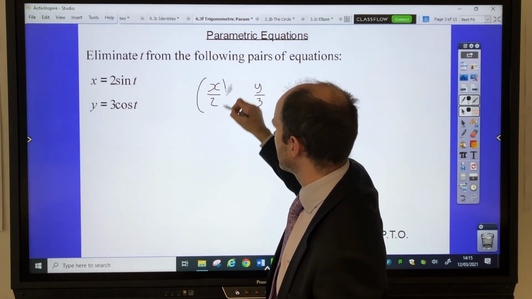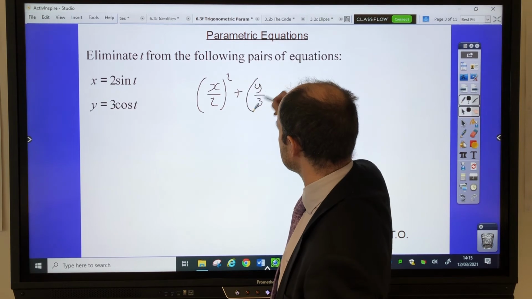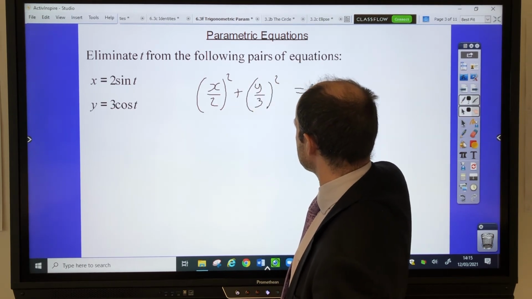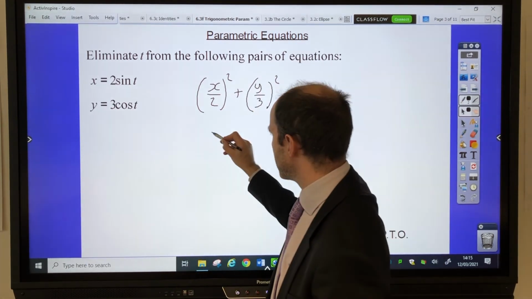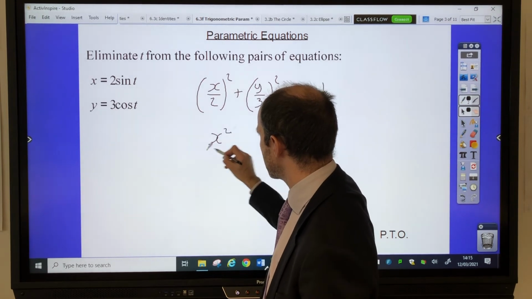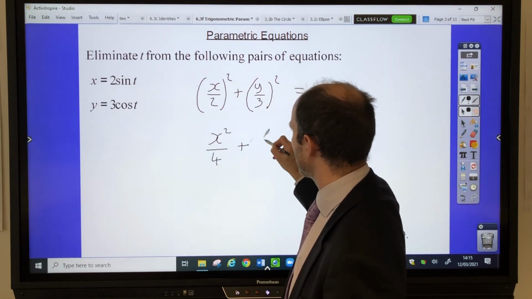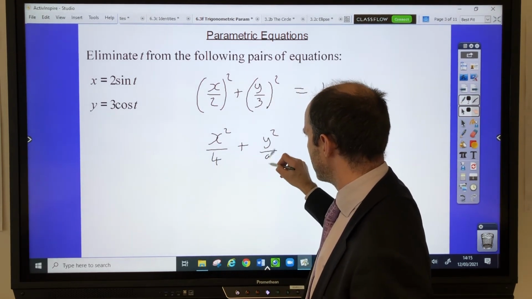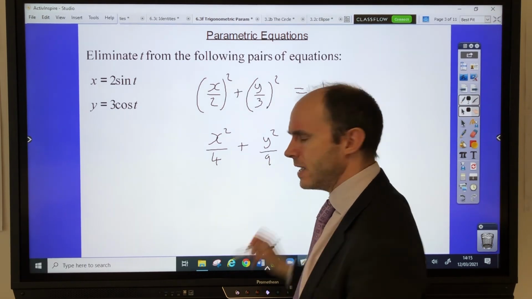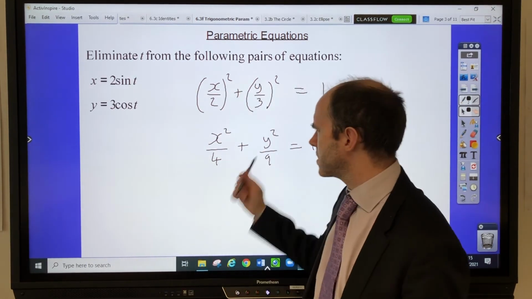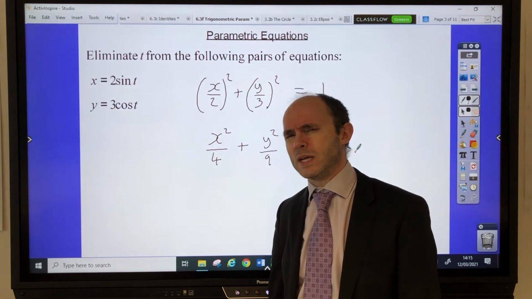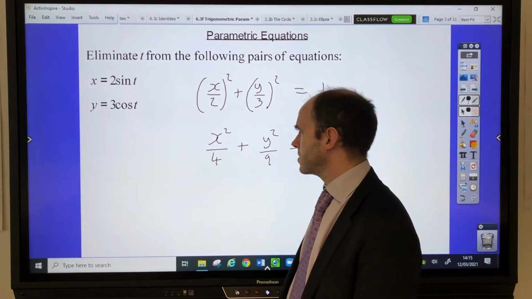Square them both, there we go. And then add them together, and that's equal to 1. If you want to expand the brackets, you can do so. x squared over 4 plus y squared over 9 is equal to 1. Is this the equation of a circle? No, it's not, okay? This is not a circle.